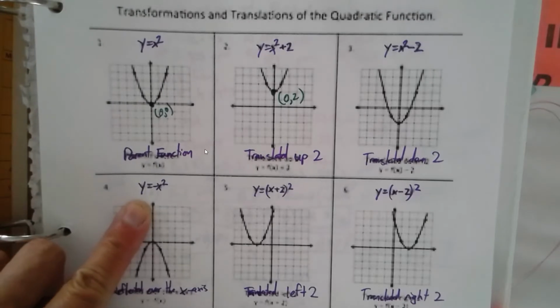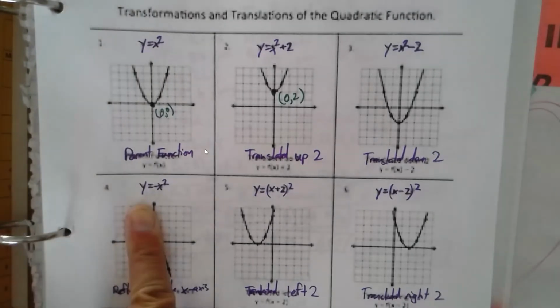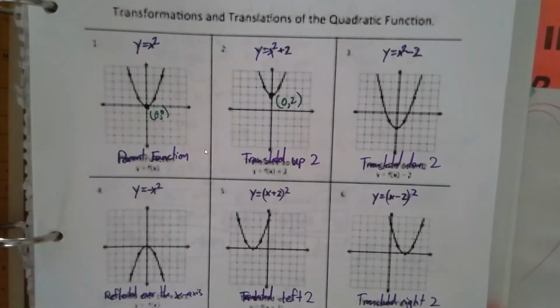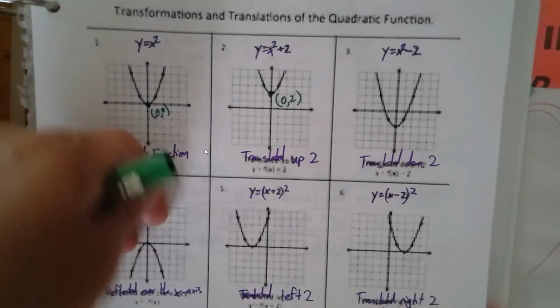If you add a negative sign in the front, what happens to your parabola? Yeah, it reflects. It kind of shoots downwards, or it reflects technically over the x-axis, okay?